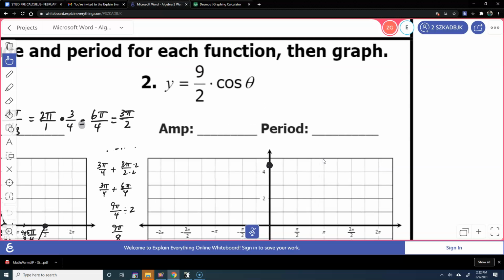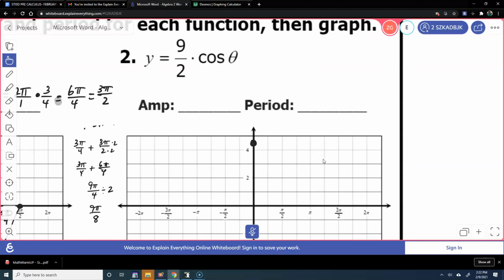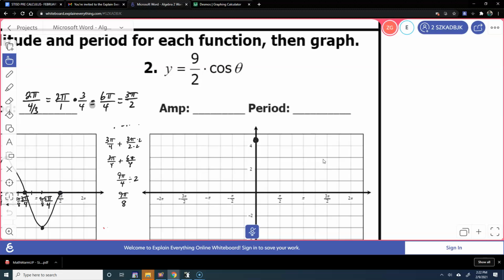For number 2, we're asked to graph y equals 9/2 cosine of theta. We know that the amplitude is 9/2. We know that cosine has a period of 2 pi.